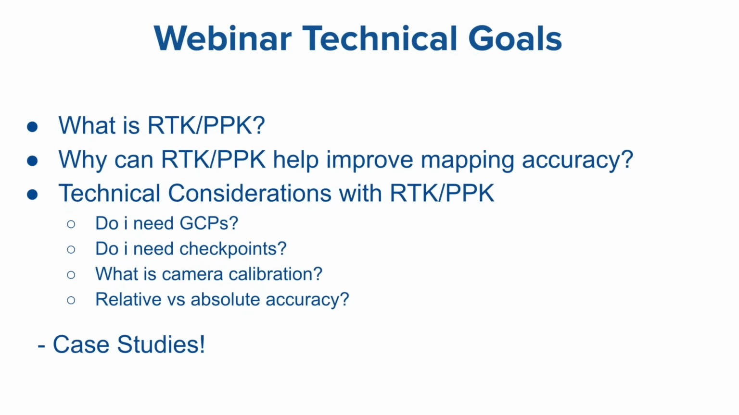We're going to talk about, do you need GCPs? If you have an RTK system, a lot of people are hearing, well, hey, I don't need GCPs. The whole point is to get rid of GCPs. So we'll talk about whether or not you need ground control points. We'll talk about checkpoints. What are checkpoints? Do I need them? And we're also going to talk about camera calibration and relative and absolute accuracy. The last part of this is we'll go over a couple case studies to show you what's possible with these systems.